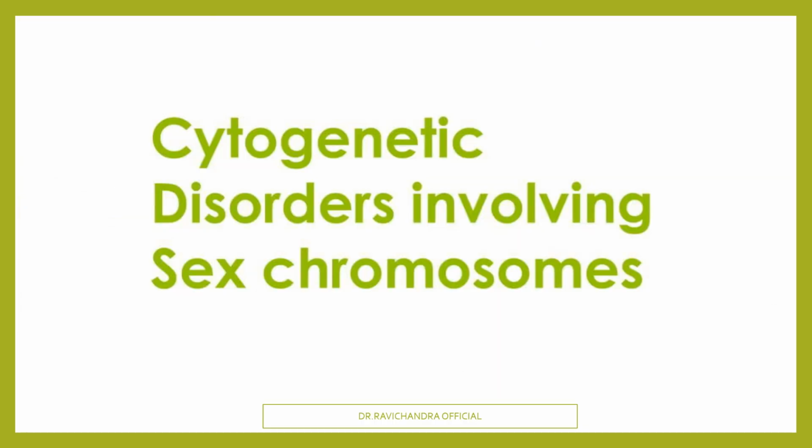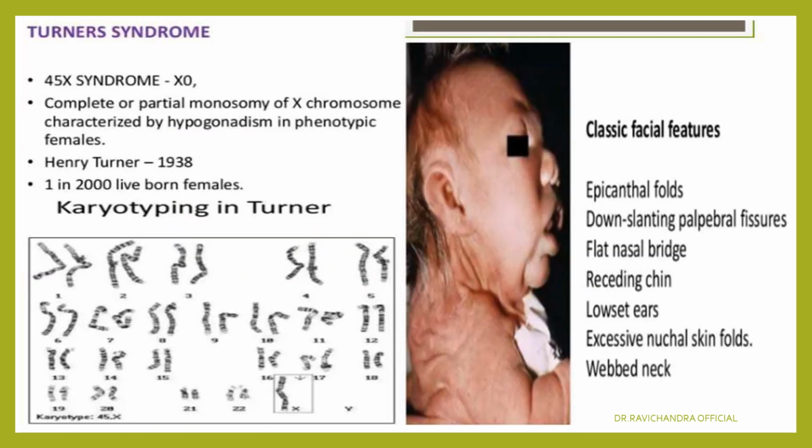Cytogenetic disorders involving sex chromosomes. So Patau syndrome, Edward syndrome, and Down syndrome come under autosomal cytogenetic abnormalities. Sex chromosomal cytogenetic abnormalities will be Turner syndrome, 45X syndrome or XO. There will be complete or partial monosomy of X chromosome characterized by hypogonadism in, remember, a phenotypic female. Turner, hypogonadic in phenotypic female, 45XO, and it is 1 in 2000 live born females.